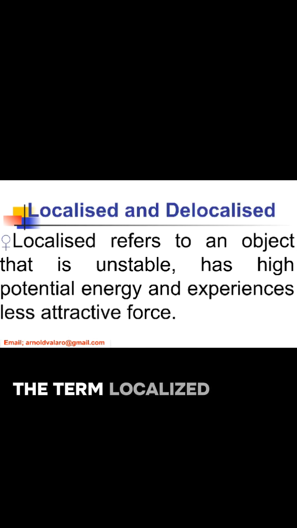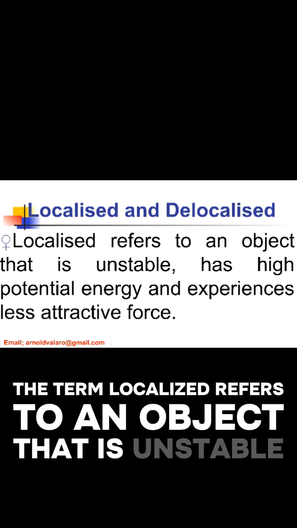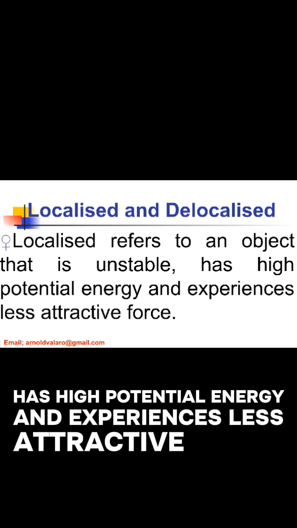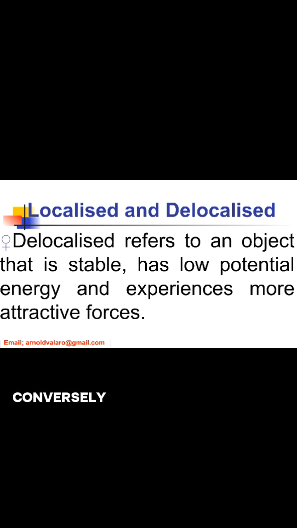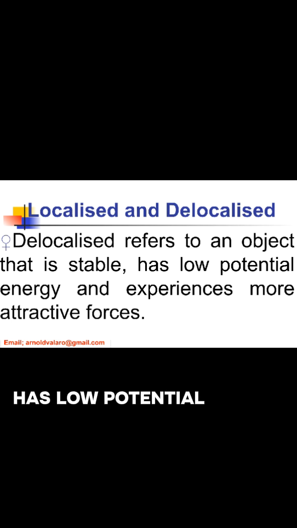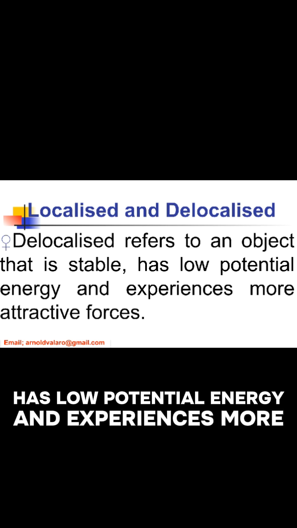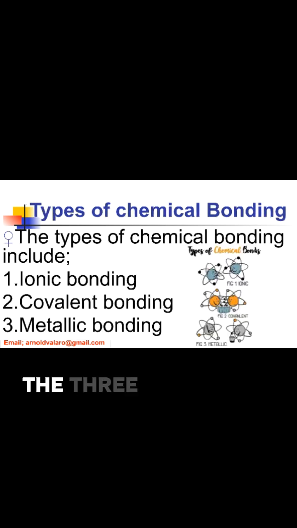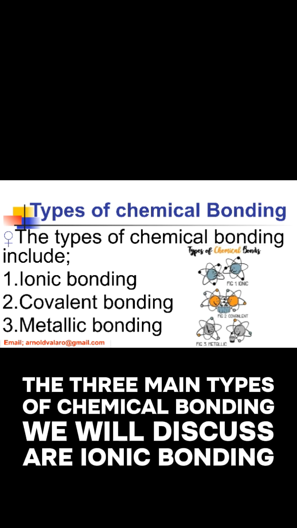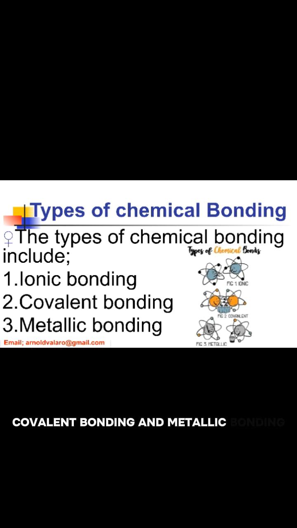The term localized refers to an object that is unstable, has high potential energy, and experiences less attractive force. Conversely, delocalized refers to an object that is stable, has low potential energy, and experiences more attractive forces. The three main types of chemical bonding we will discuss are ionic bonding, covalent bonding, and metallic bonding.